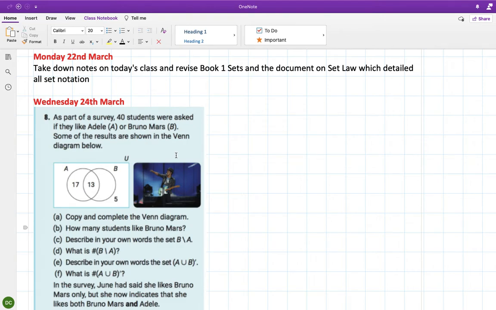Sorry, Wednesday's homework. Got distracted by something there. In the right one? Yeah, third year maths.